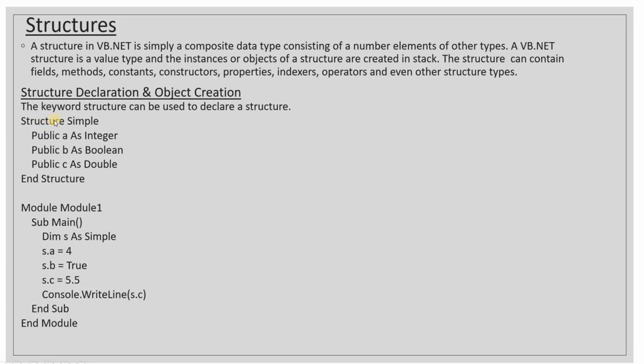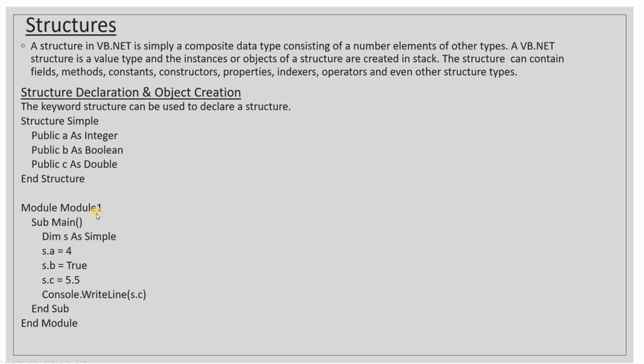The keyword Structure can be used to declare a structure. First we write the Structure keyword, Simple is a structure type, and we declare the elements of the structure: Public A as Integer, B as Boolean and C as Double, and that is the end of the structure. Then how can we create a structure? You can see I have already created a structure. Now we use the structure in our program.